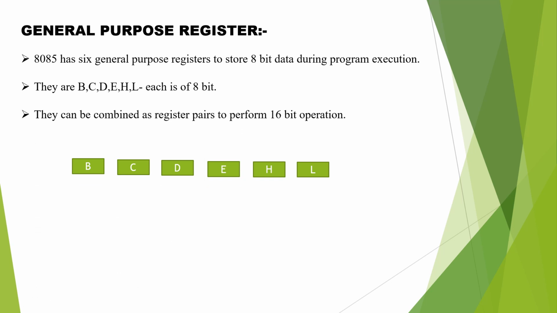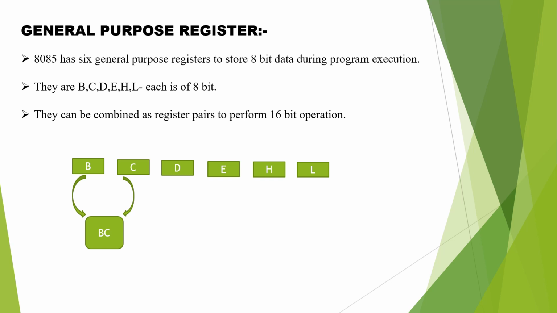So we combine these registers to form a register pair, which is used to perform 16-bit operations. Again I am repeating, we combine the registers to form register pairs to perform 16-bit operations. So we combine the B and C registers together to form BC. B is 8 bits, C is 8 bits. Together they form your 16-bit BC register pair.